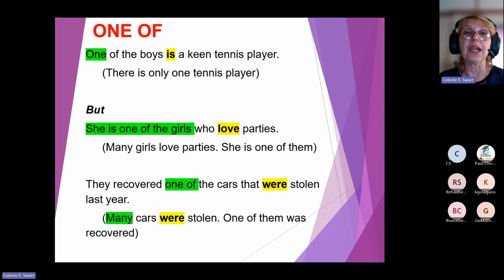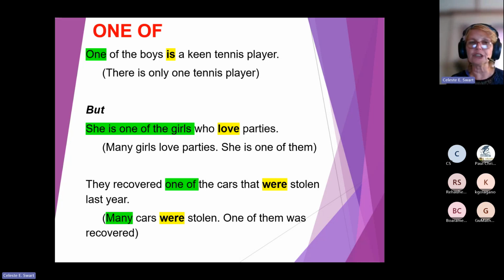Now, these are lovely. One of. The minute we refer to one, it tells us it is usually singular. But now look at these examples. One of the boys is a keen tennis player. So that tells us there's only one who plays, only that one is interested in the tennis. But if we say she is one of the girls who love parties, so many girls love parties, but she's only one of them. And they recovered one of the cars that were stolen last year. So many cars were stolen, but only one was recovered.